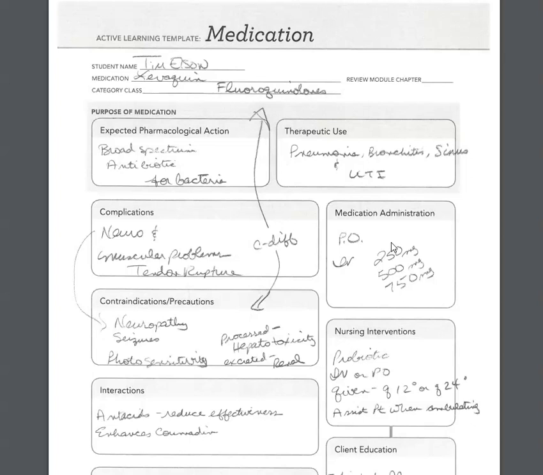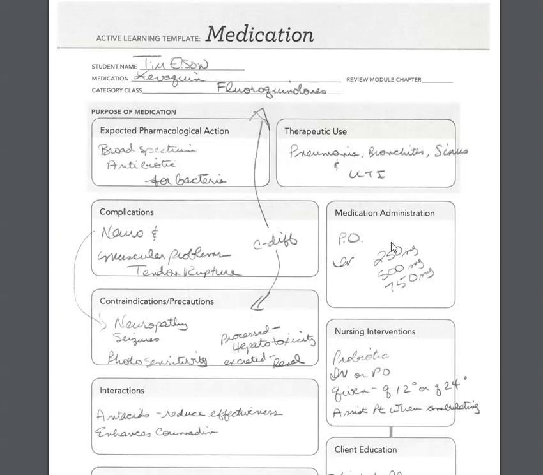I put on here that it was a broad spectrum antibiotic, and it is for bacteria. I found that it was normally for pneumonia, bronchitis, sinusitis, and urinary tract infections. Between complications and contraindication precautions, I found that they kind of went hand in hand, or at least said the same thing. For complications, neuropathy and seizures were probably the biggest two that I saw. For muscular problems, they also had tendon ruptures.